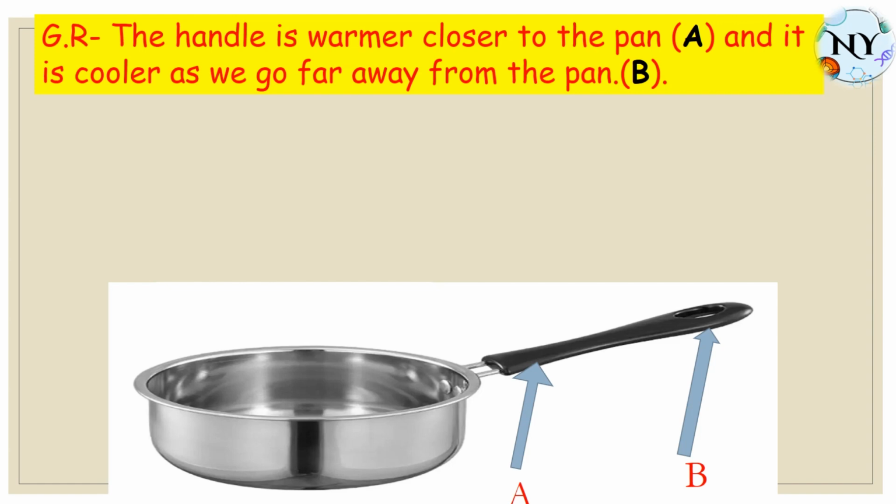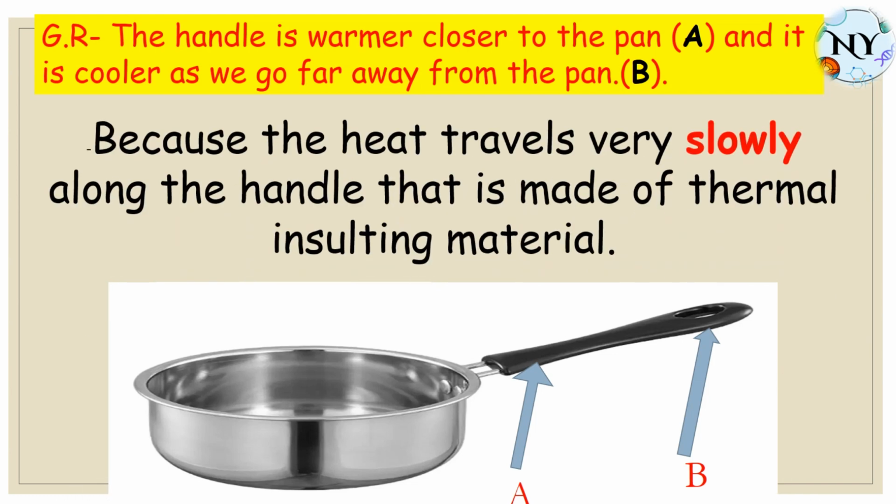So what about here? We have two areas, A and B. Which area will be warmer faster than the other? Great job. Of course, area A will be warm faster than area B. So the handle is warmer closer to the pan, and it's cooler as we go farther away, because the heat travels very slowly along the handle that is made of thermal insulating material, which means that the longest handle is better than the shortest one.